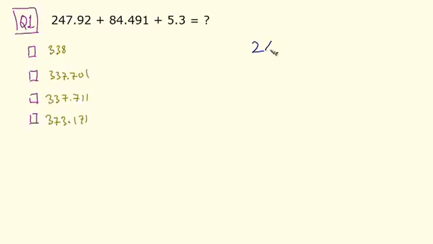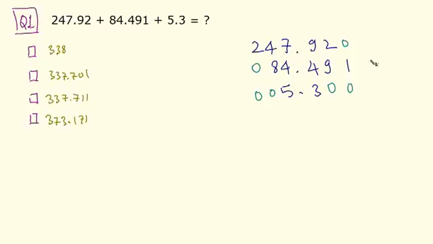I have the number 247.92. Then below that I would write 84.491, keeping the decimal point in its position. So here is the decimal point. On the left I have 84, on the right I have 4, 9 and 1. Then the third number, 5.3. In the blank spaces I can always put zeros. So to make it simple, let me put the zeros here. So there you go. Now we can perform the addition of these three numbers.